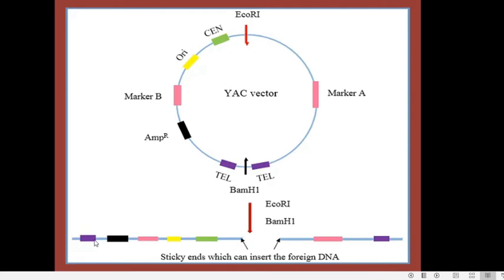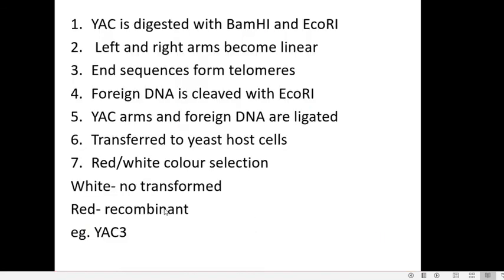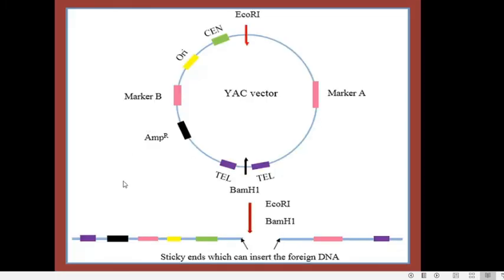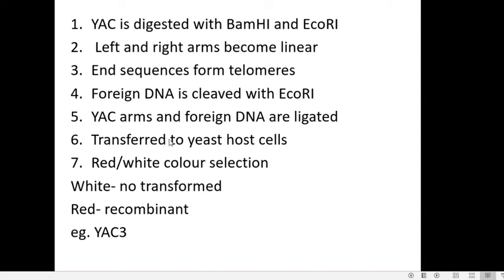The end sequences will become telomeres. Here you can see the telomeres have become the end sequences. Then the foreign DNA is also cleaved with EcoR1 so that the same sticky ends are generated, and you ligate the YAC arms and foreign DNA using DNA ligase. So these are the two YAC arms which have sticky ends. You insert the foreign DNA here with the help of ligase, and then they are transferred to yeast host cells.